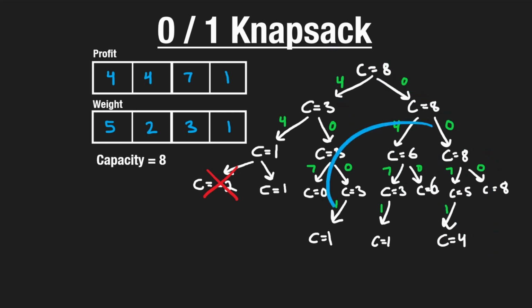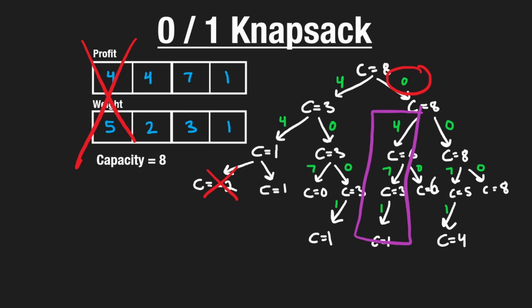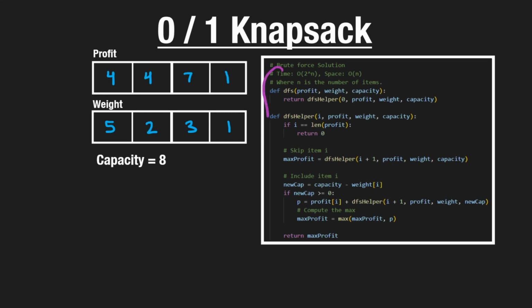I just wanted to save a bit of space over here. But you can see that when we skip the first item, but we include the other 3 items, so this one, and this one, that leads us to a max profit. We had to run through every single possible scenario though. So this is what the code for that would look like.